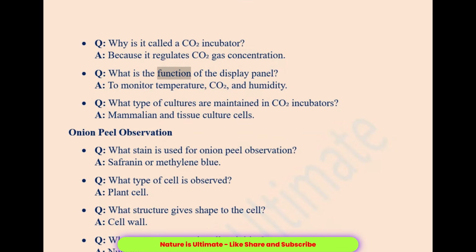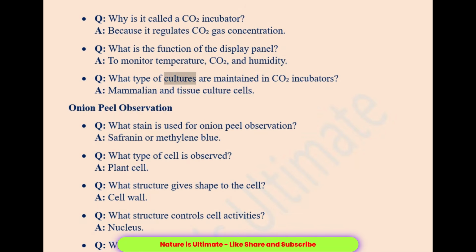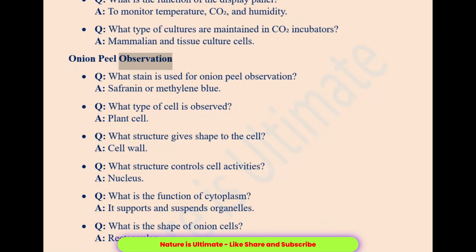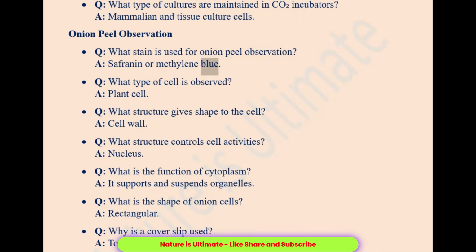Q. What is the function of the display panel? A. To monitor temperature, CO2, and humidity. Q. What type of cultures are maintained in CO2 incubators? A. Mammalian and tissue culture cells. Onion peel observation. Q. What stain is used for onion peel observation? A. Safranine or methylene blue.